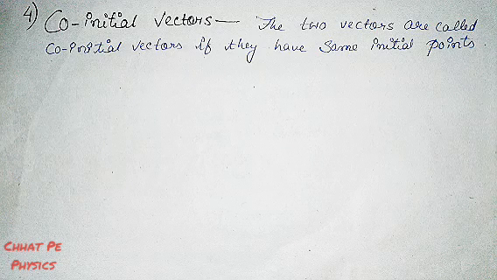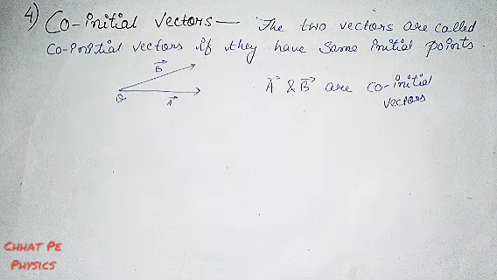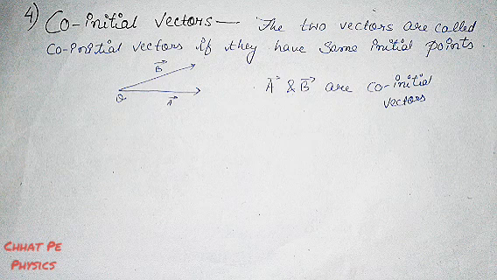Next one is coinitial vectors. Two vectors are called coinitial vectors if they have the same initial point. That means they start from the same point. This diagram shows how coinitial vectors actually look. Here, vector a and vector b are coinitial vectors.